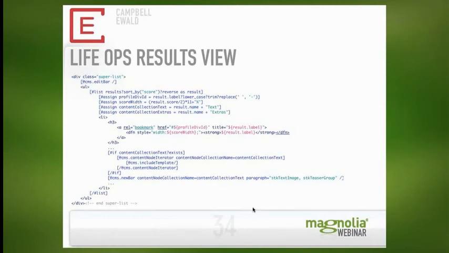And then we'll have our content collection text and our content collection extras. Since we have 2 columns there in each one of the panes, we just name these with the result name that we're looping through plus text. And same thing with the extras. We just concatenate it with extras.